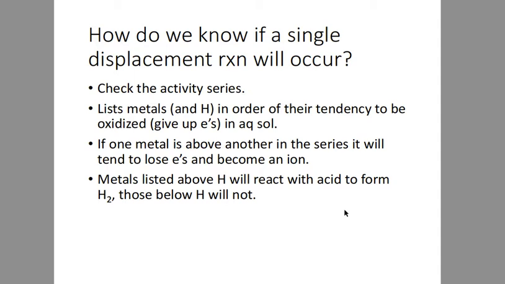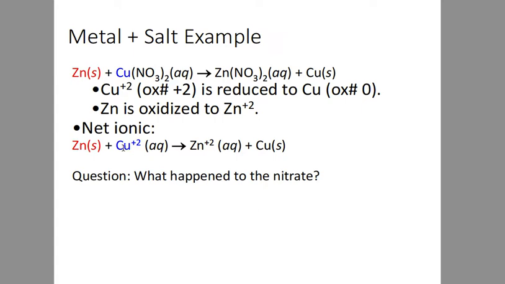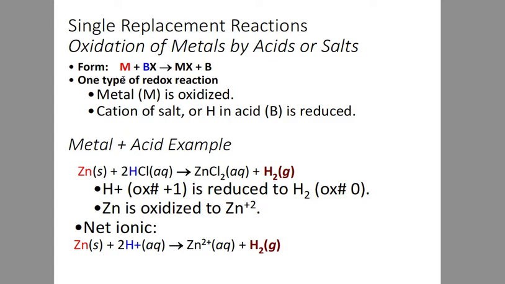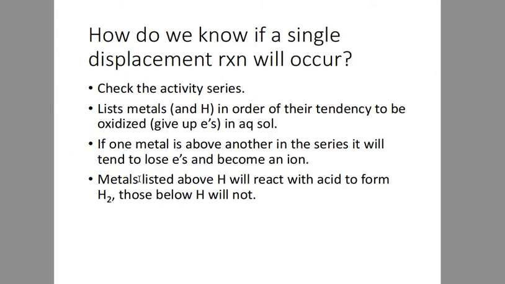So how do we know if a single displacement reaction is going to occur? How do we know that the zinc is going to replace the copper? Or how do we know that the zinc is going to replace the hydrogen? How can we predict this? For this we will have what we call an activity series. I have posted a file into the module.